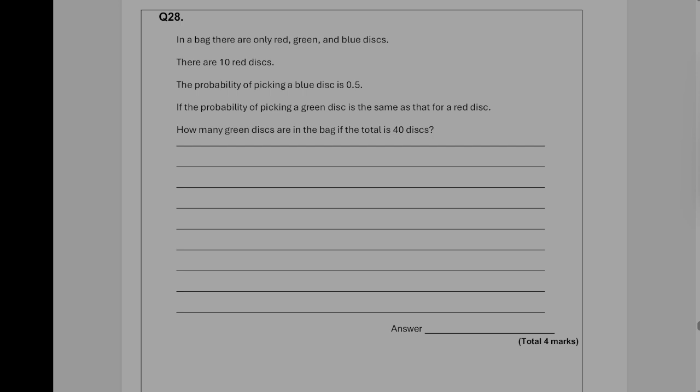So let's set this up with a bit of a ratio. Red to green to blue. We know that there are 10 red discs. Red to green to blue. The probability of picking a blue disc is 0.5. So I think I've maybe messed up with this question.